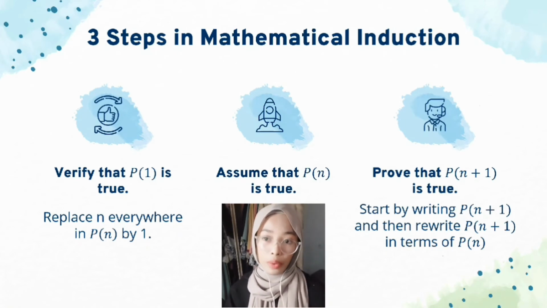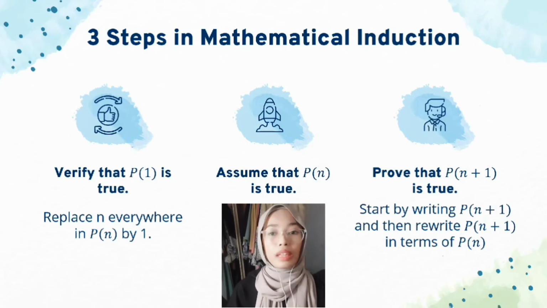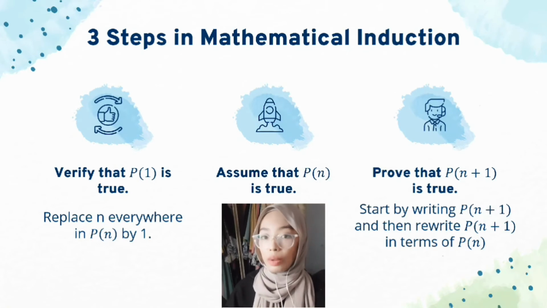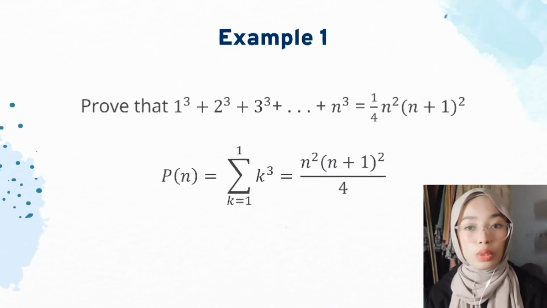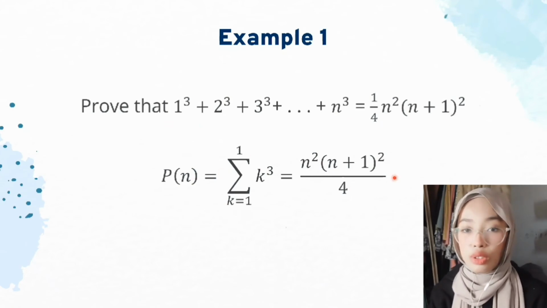Replace the n everywhere in Pn by 1. And the second is assume that Pn is true. And the last one is prove that Pn plus 1 is true. Start by writing Pn plus 1 and then rewrite Pn plus 1 in terms of Pn. Example 1. Prove that 1/3 plus 2/3 plus 3/3 plus ... plus n/3 is equal to 1/4 n squared times n plus 1 squared.